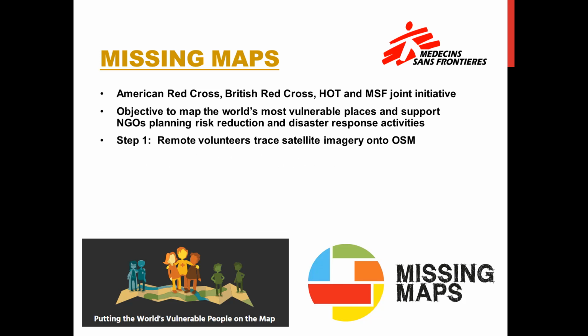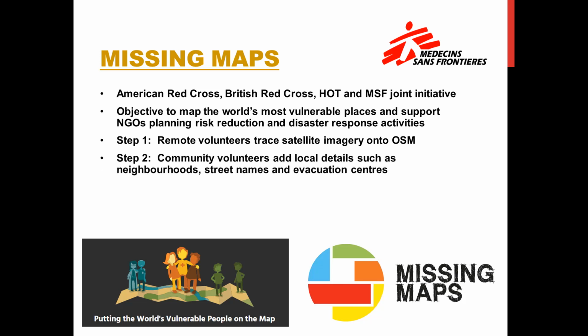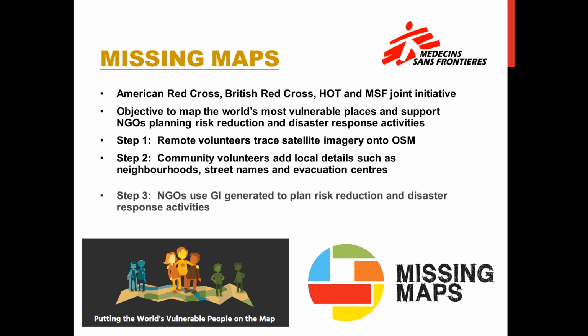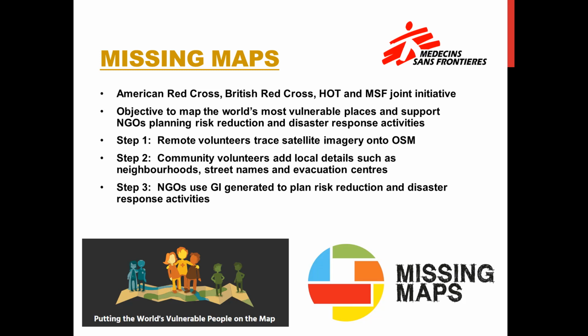1. Remote volunteers tracing satellite imagery onto OSM. 2. Community volunteers adding local details such as neighbourhoods, street names, and evacuation centres. And 3. NGOs using the GI generated to plan risk reduction and disaster response activities. So far, the Missing Maps project has spearheaded the mapping of 8+ million houses and 1+ million kilometres of road.